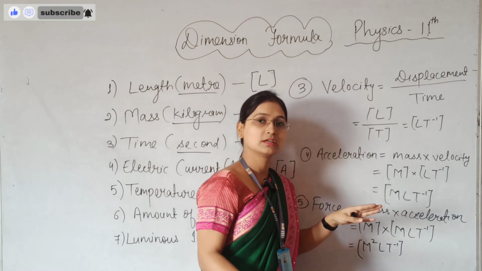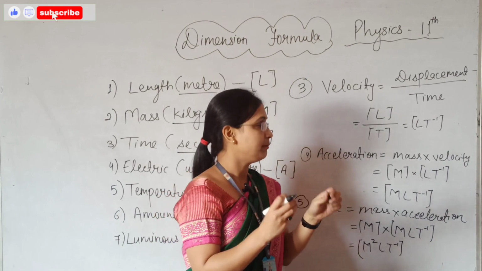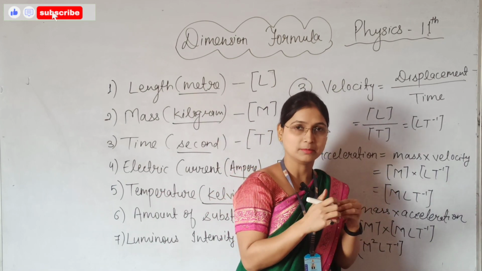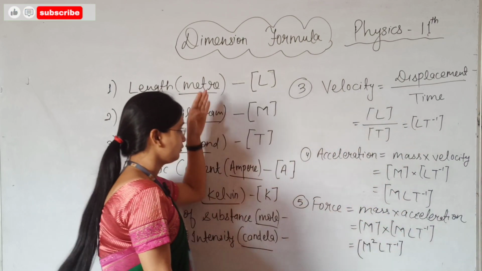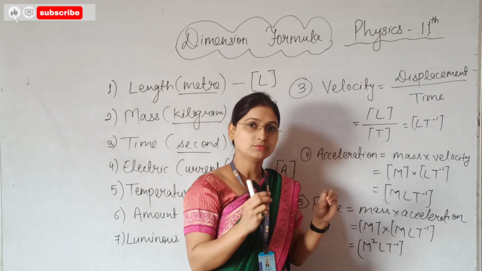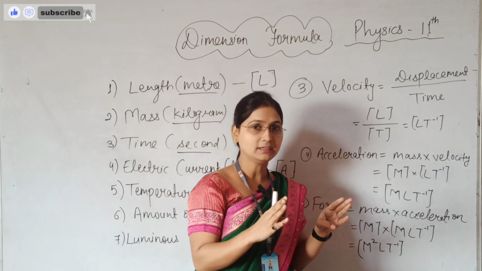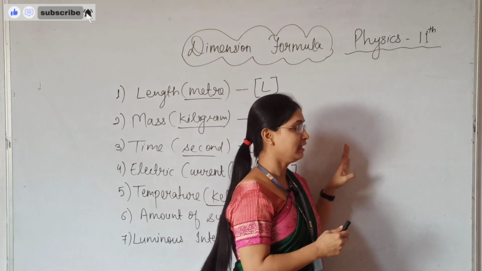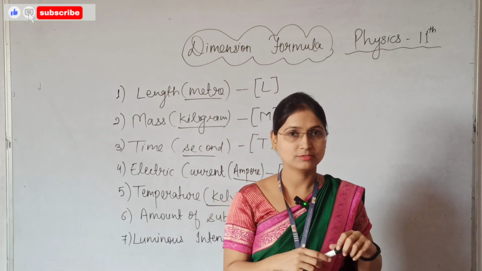Using this same method you can find the dimension formula of any physical quantity, but you have to remember only two things. You have to know this, and you have to remember the formula of the physical quantity whose dimension formula you have to find. You have to know its formula also. Okay, so I have told you how to find the dimension formula.